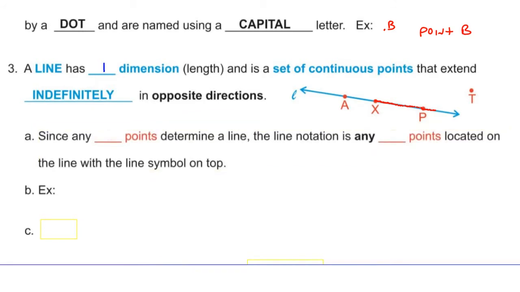All right, how many points does it take to determine a line? This is something you should have learned somewhere along your elementary learning. And so hopefully you think two, right? Since any 2 points determine a line, then the line notation is any 2 points located on the line with the line symbol over top. Any 2 points on the line with the line symbol over top.